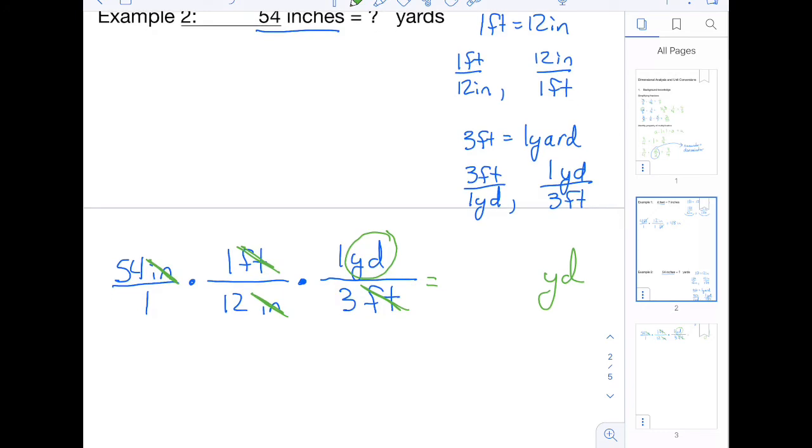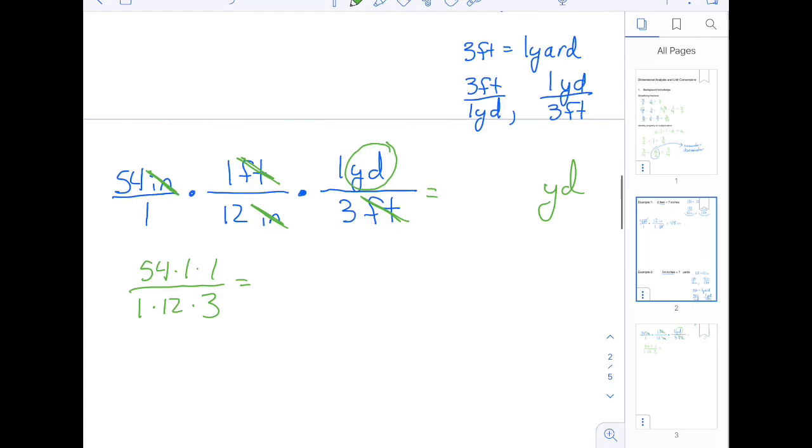So there's different ways to think about this. I could calculate all of the numerators straight across, 54 times 1 times 1, and 1 times 12 times 3, and get an answer there. Some people, when they're using their calculator, will step through. We could do 54 divided by 1, because it's on the bottom, times 1 on the top, divided by 12 on the bottom, times 1 on the top, divided by 3 on the bottom. So we're always multiplying by whatever numbers are in the numerator and dividing by whatever numbers are in the denominator.